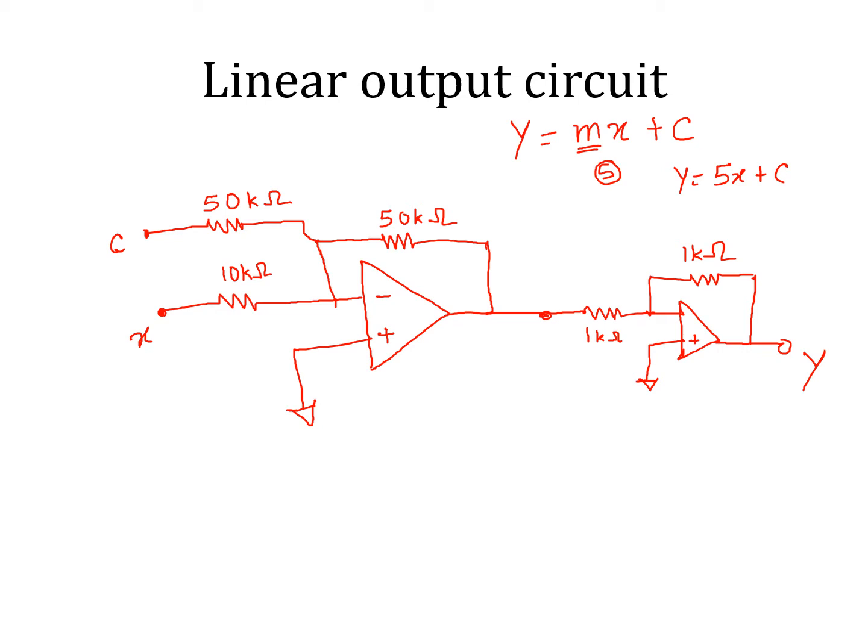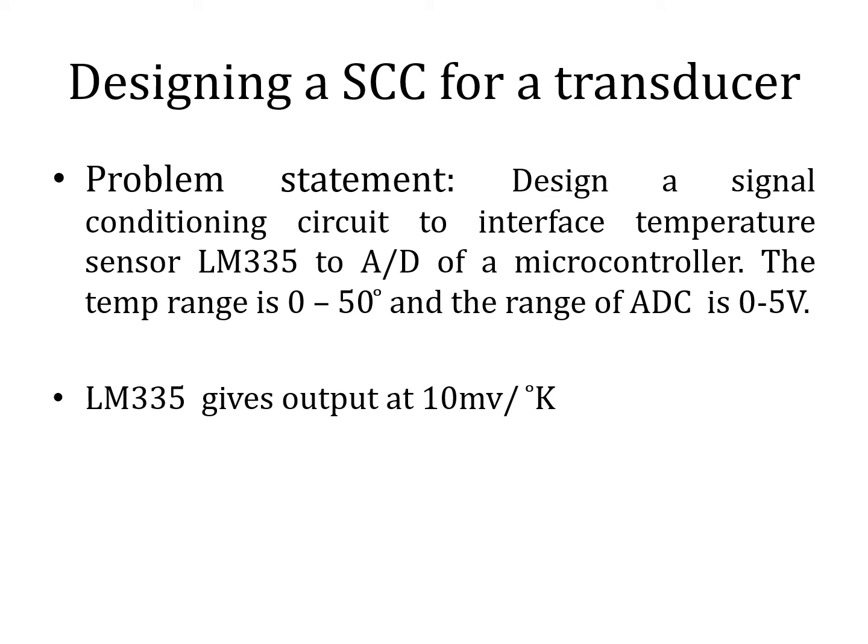So let's see a few complex circuits or practical circuits that we need to interface in signal conditioning, system design, or even in your capstone projects. So here is a statement: design a signal conditioning circuit to interface a temperature sensor, and we have already been given which temperature sensor to use, that is LM335, to the analog to digital converter of a microcontroller. The temperature range is also given, that is 0 degree centigrade to 50 degree centigrade, and the range of ADC is also given, that is 0 to 5 volt.